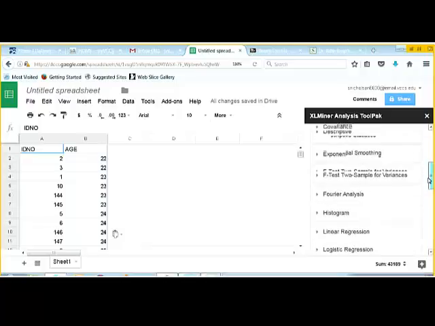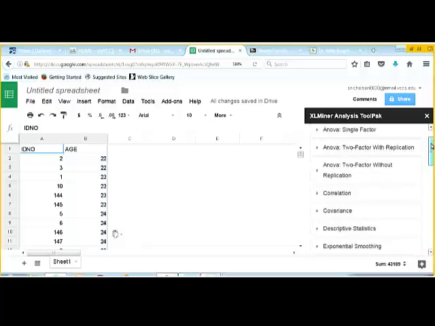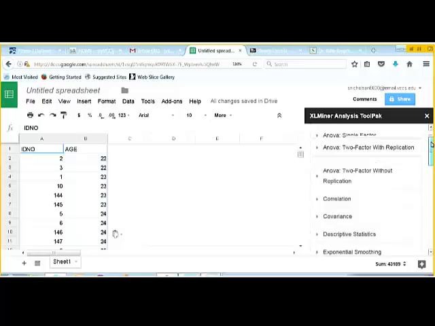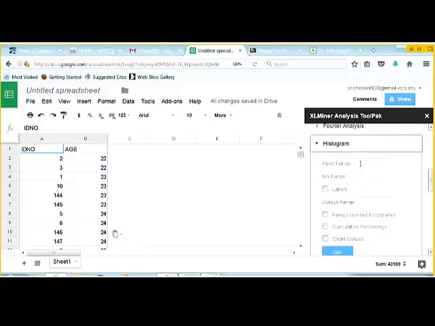and, let's see, where is it? Descriptive statistics. But if you took inferential statistics, there are all these different statistical analysis tools that you would use. So we're going to use histogram. And the dialog box is somewhat similar.